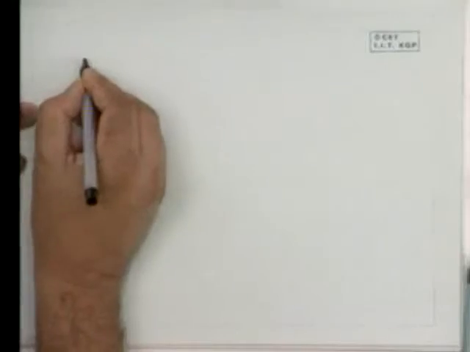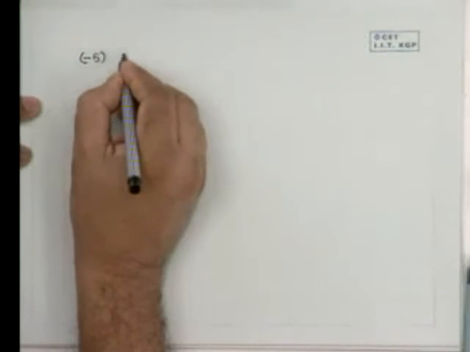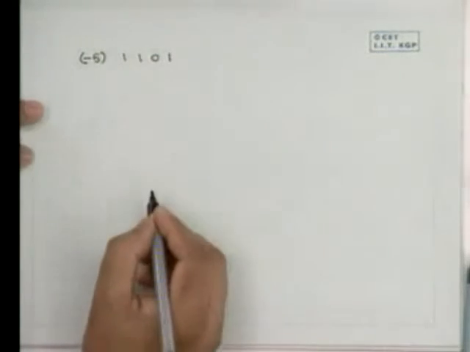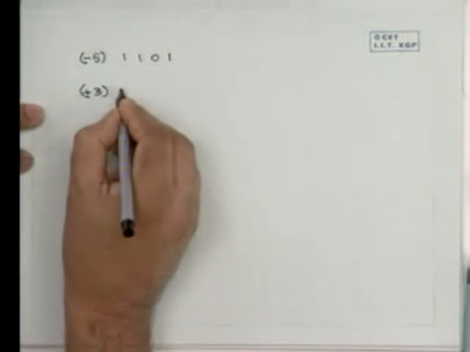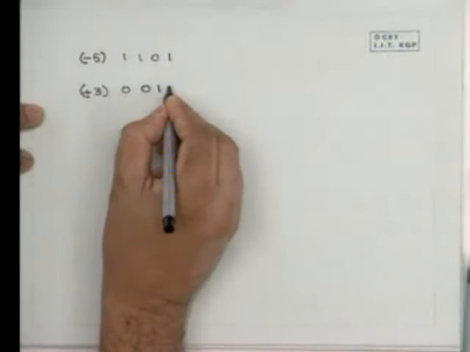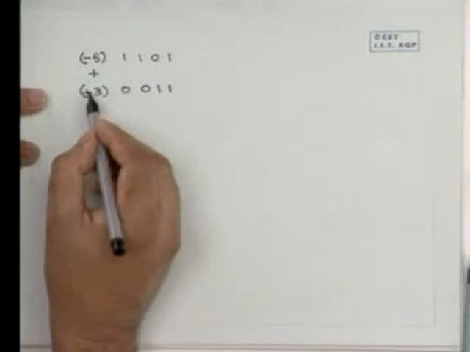Now, when we talk about such sign magnitude representation, there are certain problems with arithmetic. Let us see what the problems with arithmetic are when we have the sign magnitude representation. Let us take the case that we have minus 5 represented by 1, 1, 0, 1, and we have plus 3 represented by 0, 0, 1, 1, and the operation that we wish to perform is plus.